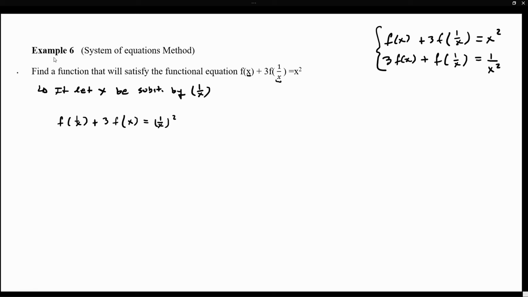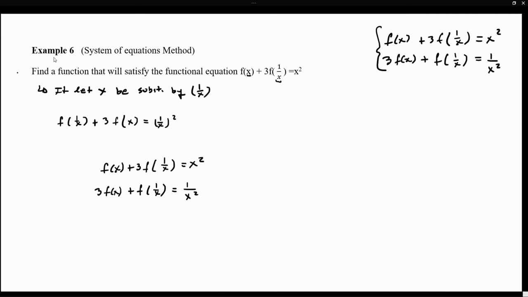And now notice that I can just treat this as if it was a system of equations. This is a very nice trick because all we have said is we have two equations, first equation, second equation, and two unknowns, f of x and f of 1 over x. So that's definitely solvable using a system of equations. So let's just solve for f of x in this system of equations. Let me just rewrite it here.